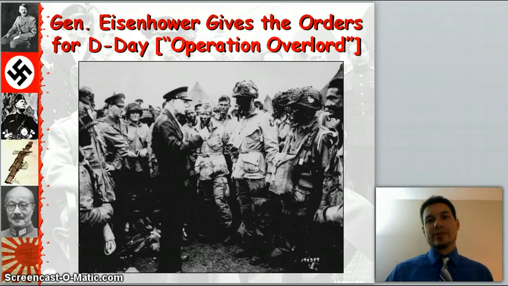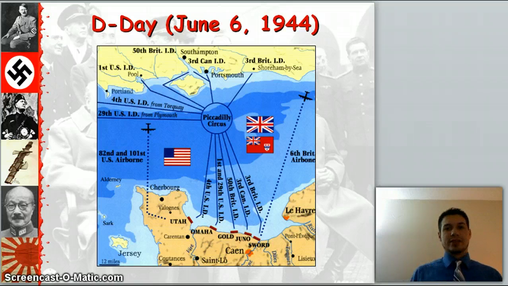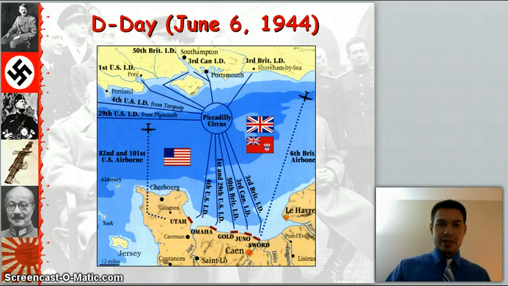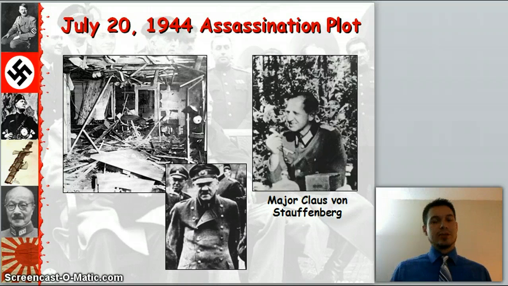Now, Eisenhower gives the order for D-Day, Operation Overlord, the biggest disembarkation that's ever been attempted. And on June 6, 1944, we stormed the beaches of Normandy. And all the beaches were pretty easy landing, with the exception of Omaha Beach, where we had some heavy resistance, but we pulled through. Now, July 20th, 1944, we have an assassination plot against Hitler that almost went off without a hitch due to Major Klaus von Stauffenberg, with a bomb in a suitcase under the desk. Almost got him.